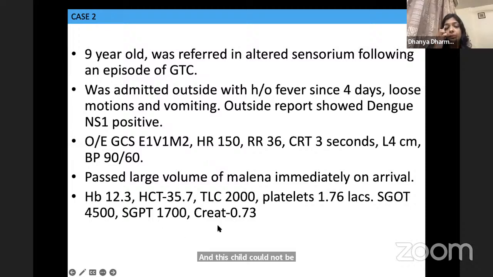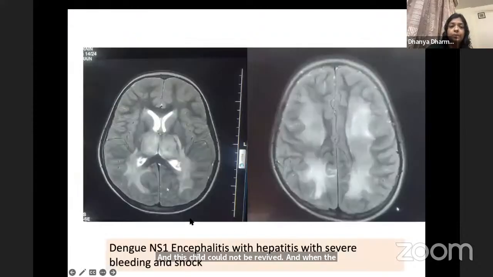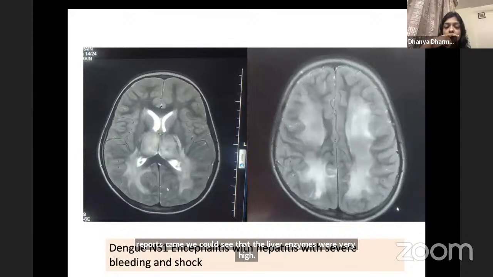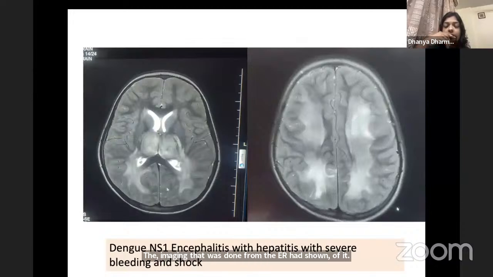And when the reports came, we could see that the liver enzymes were very high. The imaging that was done from the ER had shown encephalitis with hepatitis, and we concluded this was dengue NS1 encephalitis with hepatitis with severe bleeding and shock. So the crucial time, if it is lost, it becomes extremely difficult to revive these patients. Therefore, the best way of management is to do timely management during the leaky phase.